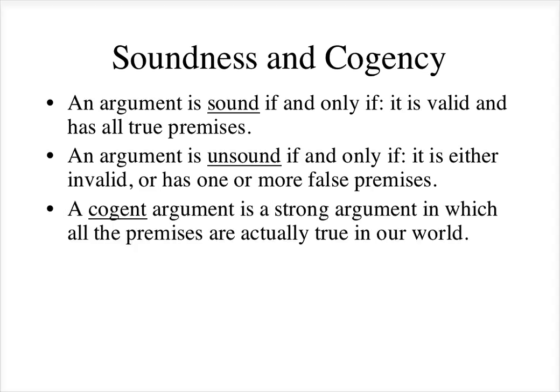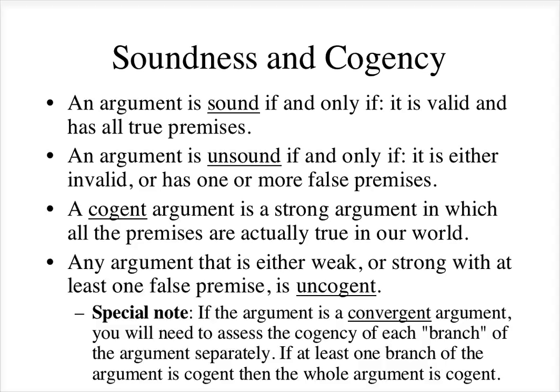So we'll have a similar term for the non-deductive arguments, and that is cogency. A cogent argument will be a strong argument in which all the premises are actually true in our world, and any argument that is either weak or strong but has at least one false premise, then it's uncogent.